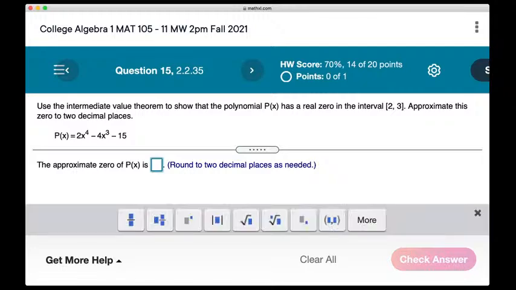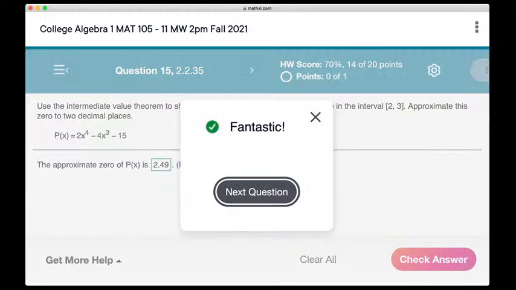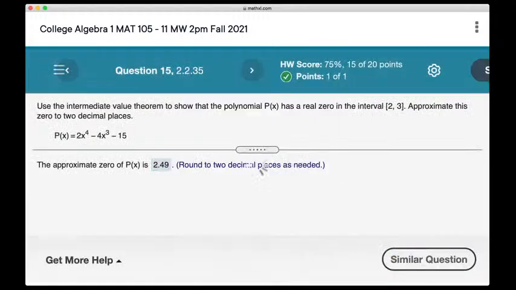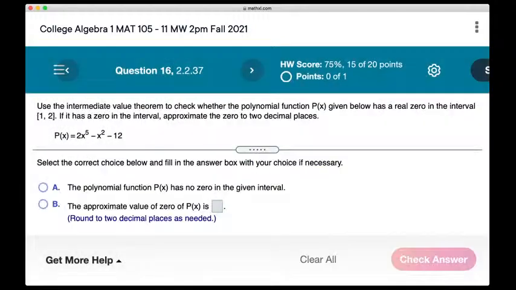Okay. There is a faster way to do that to get to two decimal places. I think we have another one and we can showcase it there. So in this one, we'll do the faster version. So we're actually using the intermediate value theorem to check whether the polynomial function given below has a 0 on the interval 1 to 2. Okay. And then approximate the 0 to 2 decimal places. So this is question number 16.